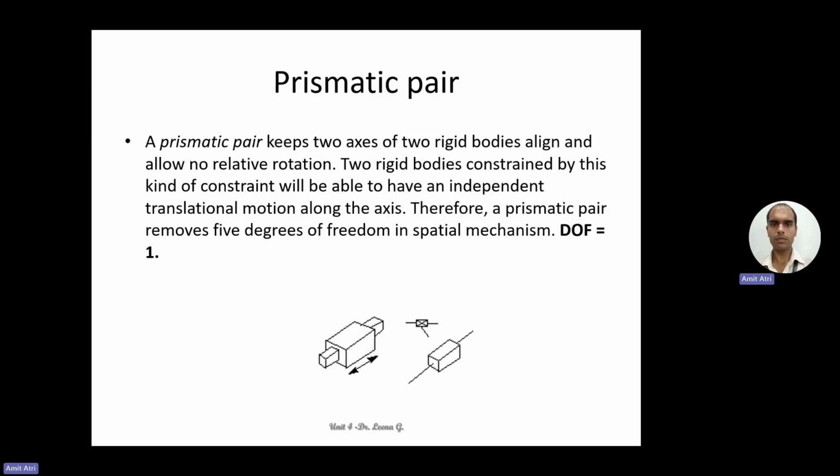Prismatic, here only translational. The prismatic pair keeps two axes of two rigid bodies aligned and allows no relative rotation. So two rigid bodies constrained by this kind of constraint will be able to have an independent translation motion along the axis. So a prismatic pair removes 5 degrees of freedom, only 1 degree of freedom is left. Only the translational motion, forward, backward like that only. Or left, right only we can say.